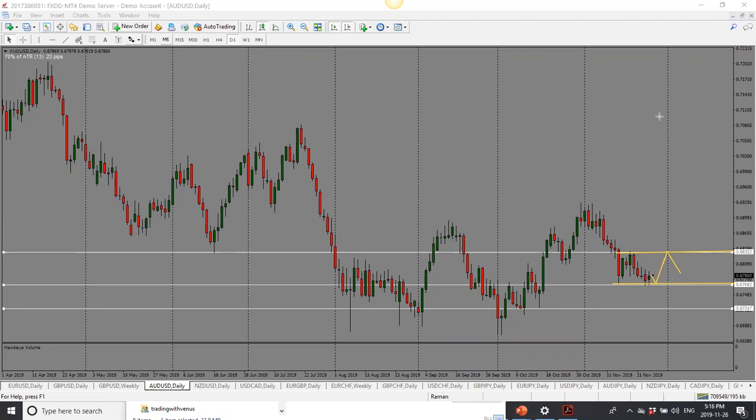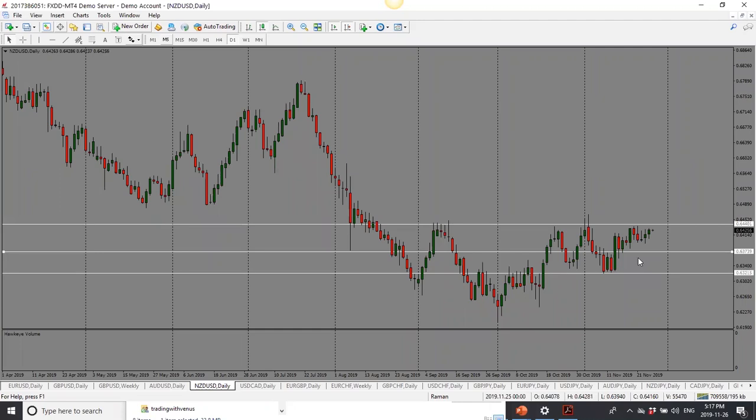So bias is neutral, but if it holds above 0.6770, this level, if it doesn't break through, I'm looking for a move higher here. So neutral bias, but watch out for the move higher. New Zealand dollar here, this one is looking bullish. We do have a bullish candle close here. This is still trading in a range though.